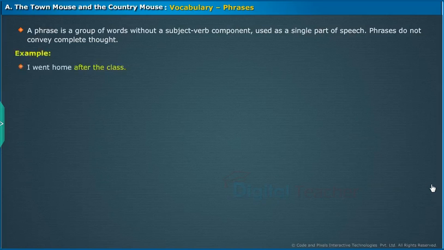Example. I went home after the class. Kamal looked handsome in the movie. He shot an arrow into the air.